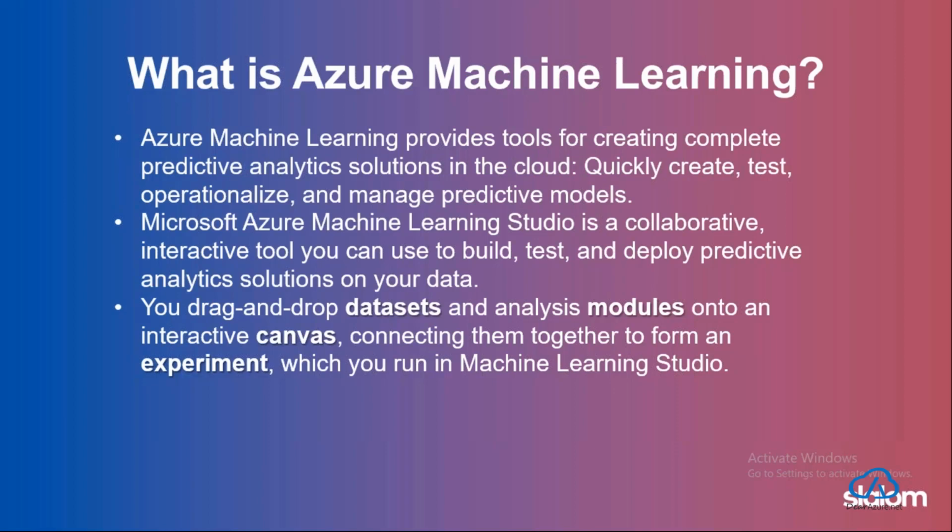And that's the beauty of it: you can drag and drop data sets into Machine Learning Studio and analyze your model on an interactive canvas. You connect the modules together to form an experiment, which can be run in Machine Learning Studio, then deployed and tested. You can also write your own code using R and Python, run it, and deploy that. That's the beauty of Machine Learning Studio: a single environment for all these tasks. You can do clustering, k-means, regression, and a lot of other algorithms, and experiment galleries are available.